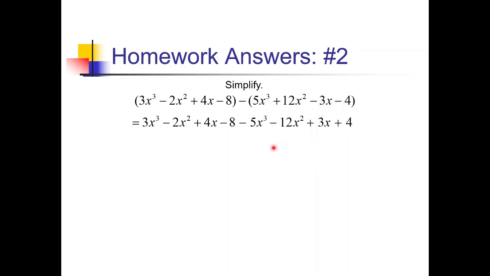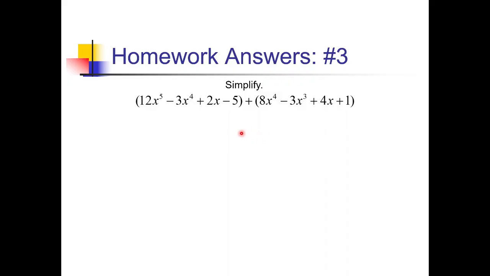At this point, we just combine the like terms. We have a 3x cubed and a negative 5x cubed. That adds up to negative 2x cubed. Next, we have a negative 2x squared and a negative 12x squared. Combining that gives us negative 14x squared. And then 4x and 3x adds up to 7x. And negative 8 and positive 4, that'll be a negative 4.